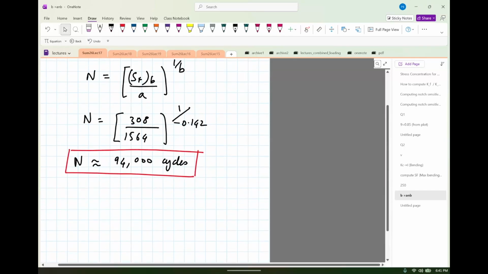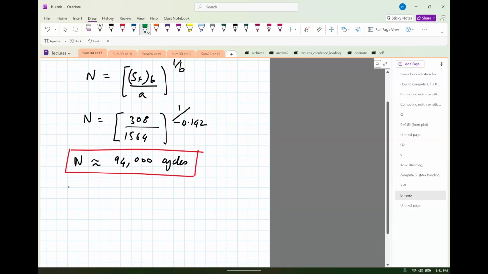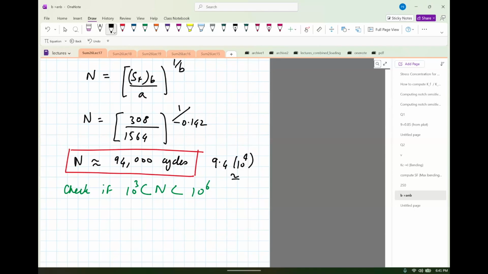Okay, so we have to check if N is between 1000 and 10 raised to 6. We see that this is 9.4 times 10 raised to 4. Or if you want to round it up, it's 10 raised to 5. So 10 raised to 5 is in between 1000 and 10 raised to 6, so it checks out, and we know that our assumption was right. Now, question: what would make you change this assumption?